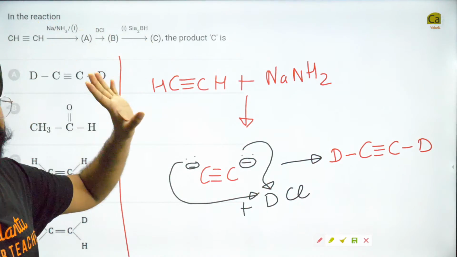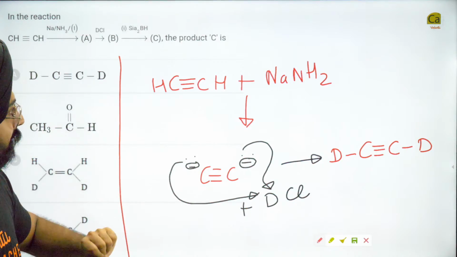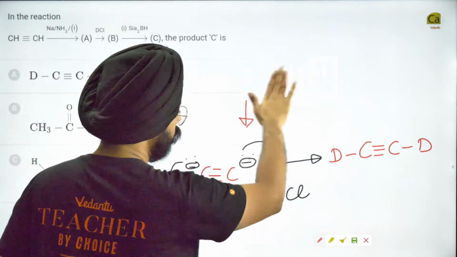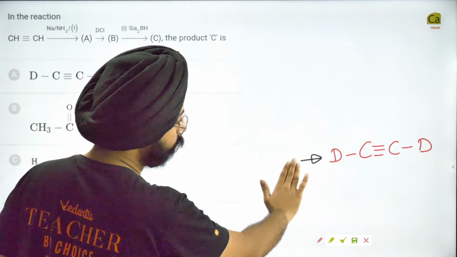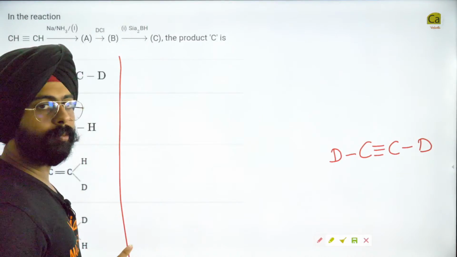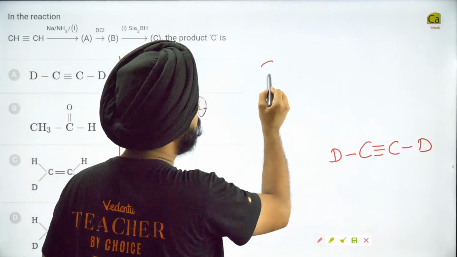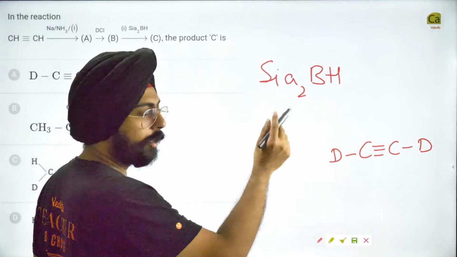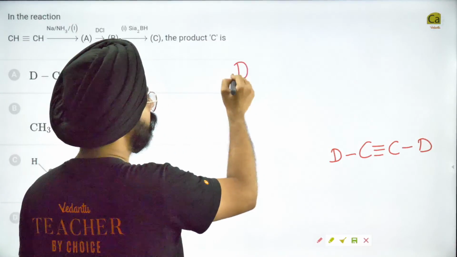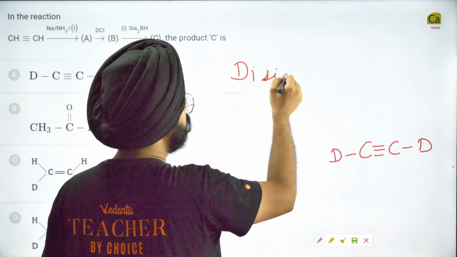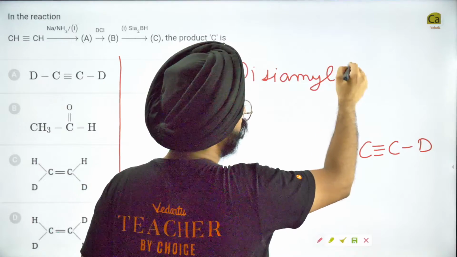Now the last reaction is, I think it is incomplete over here. Let's try to figure out what's going on. So this is what we have for now: C triple bond C, both sides D. Then you have dicyamyl borane. SiA2BH is also known as dicyamyl borane.